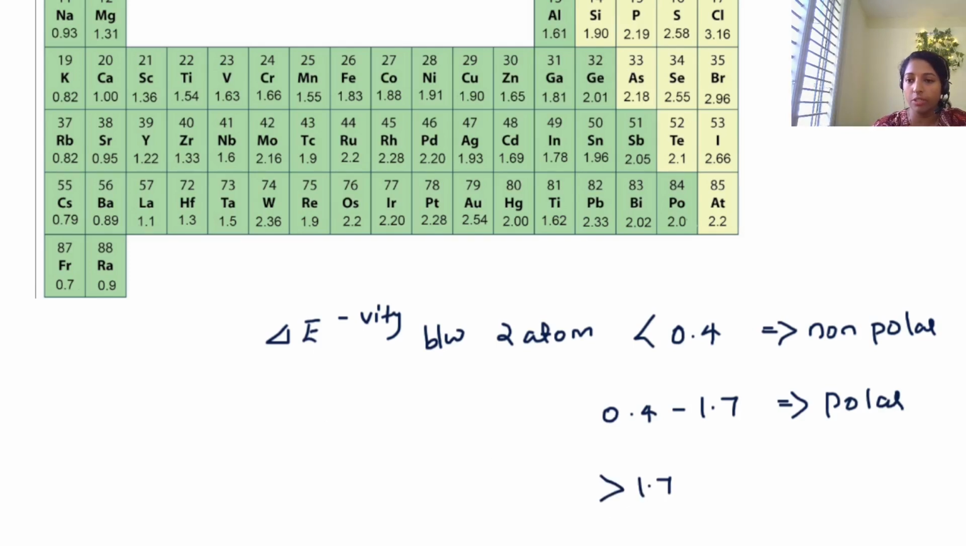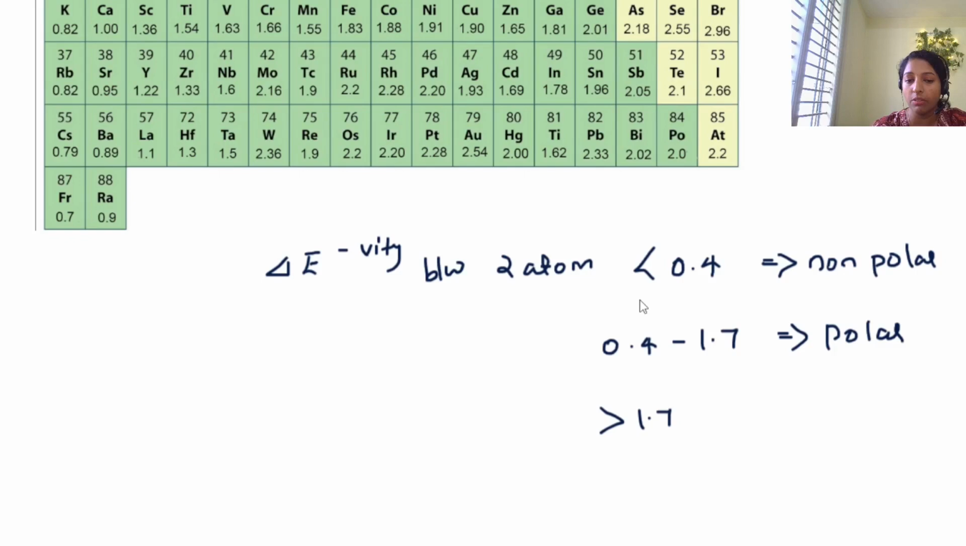What happens if the electronegativity difference between the two atoms is greater than 1.7? It means one atom is highly electronegative and drags more, so the electron goes completely to one atom. Then there is no partial charge; there is a complete full charge. That is called ionic, which is our ionic compound.